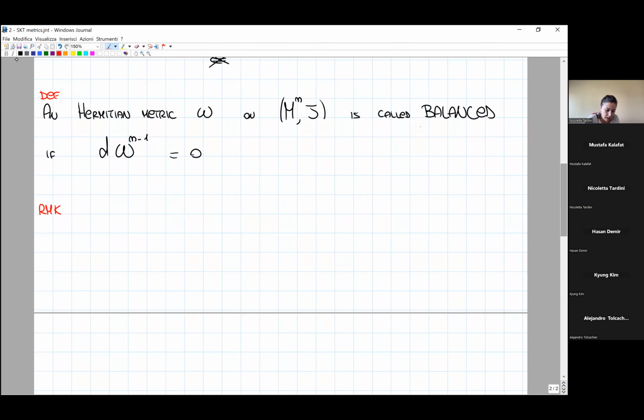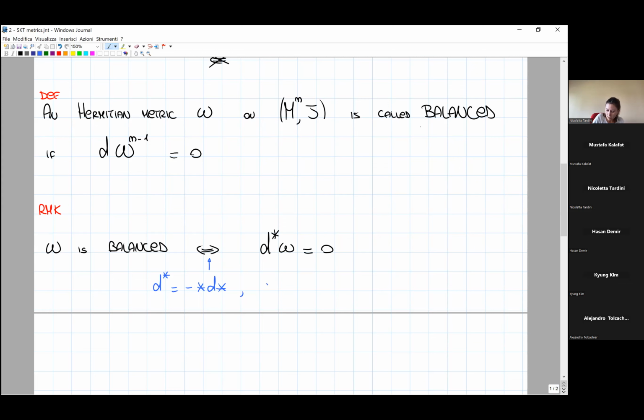Okay, so first remark. The balance condition: omega is balanced if and only if omega is co-closed, so d star of omega is equal to 0. And this is because the operator d star is defined as minus star d star, where star is the Hodge star operator that we saw yesterday.